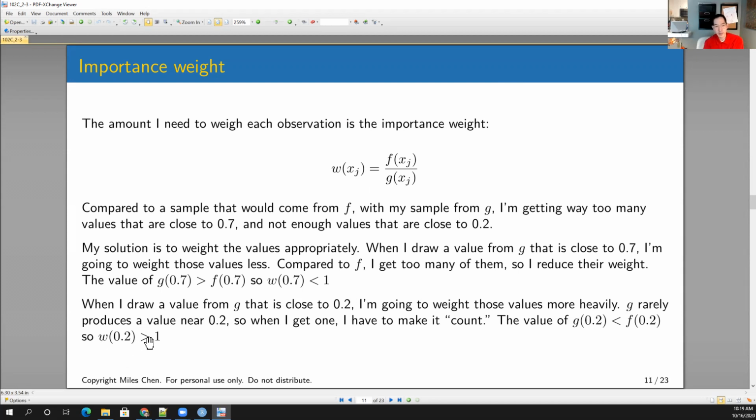So wherever F is greater than G, I have to weigh those values more, and wherever G is greater than F, I weigh those values less, okay? Because we're generating values from G, and we want to weigh them accordingly so that the calculations balance out. Okay. So this is what we've got.